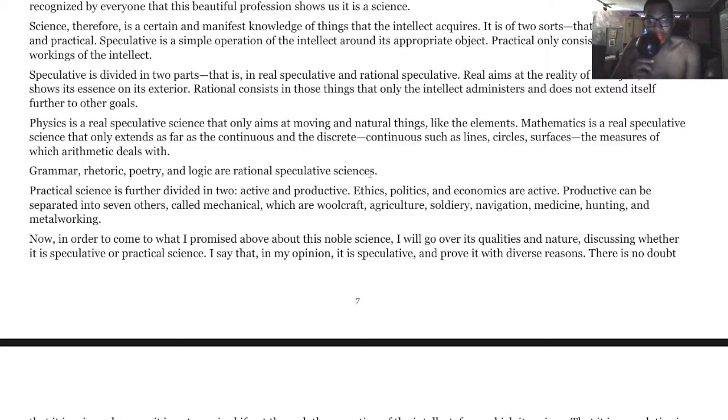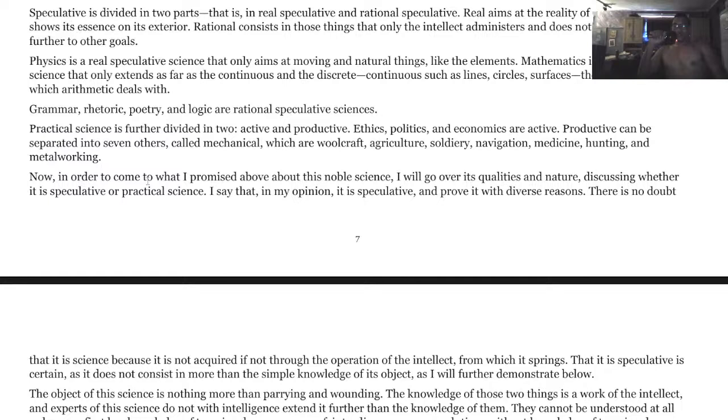Now, I think this is a little older perspective. This is like the 1700s. But I think it still holds true. Some of it still holds true, you know. He's making a good case. Now, to say, well, okay, I think the practical science divisions are kind of rudimentary, dude. I think it could have a better definition.